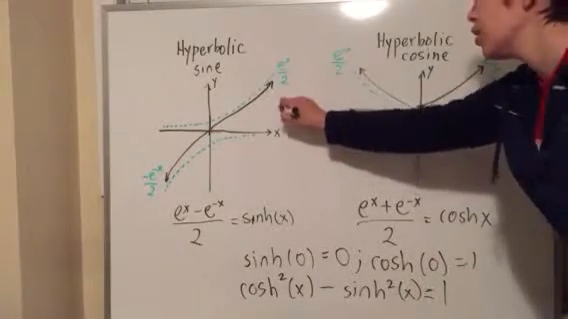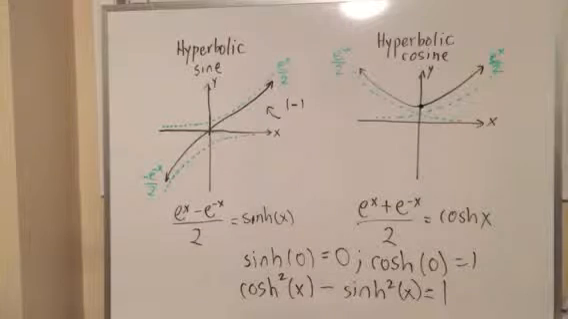So this is a one-to-one function right here. It passes the horizontal line test.